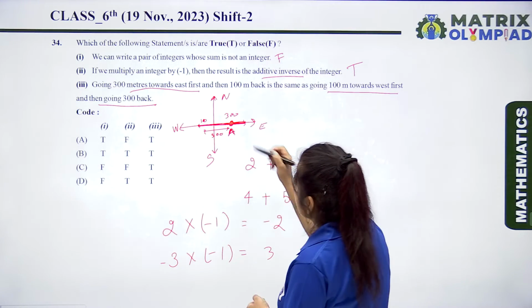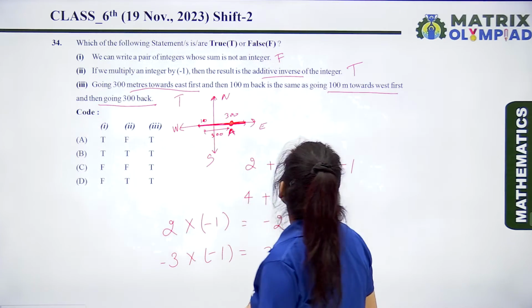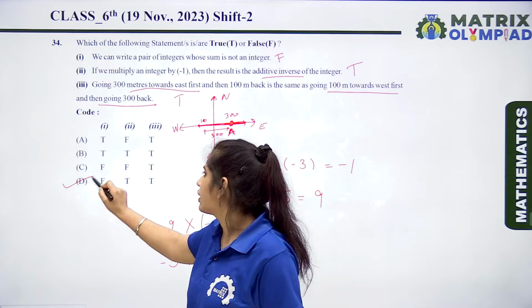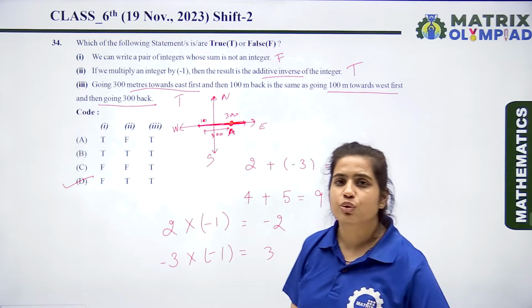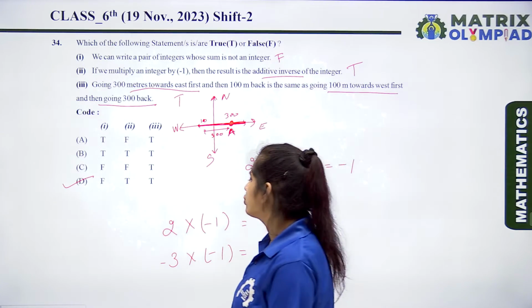So here the third statement is true. So the sequence is false, true, true. So here we have in option D, false, true, true. So the correct answer is option D. Let's move on to the next question.